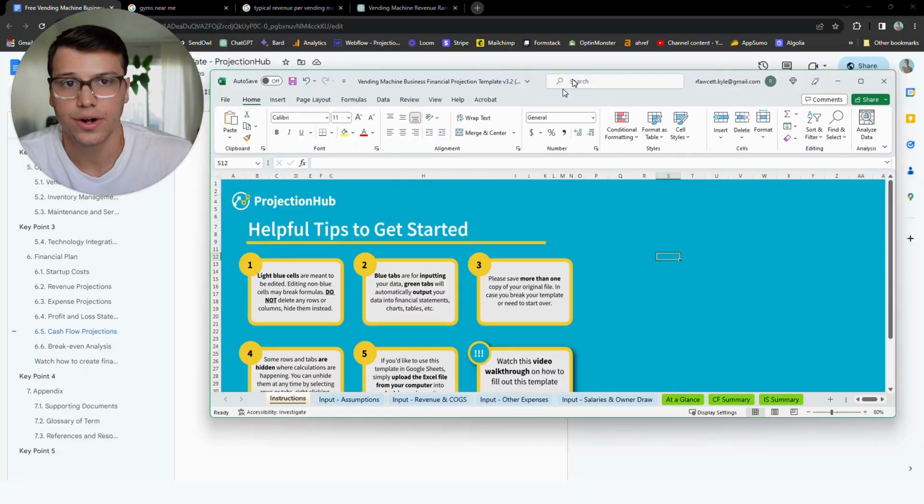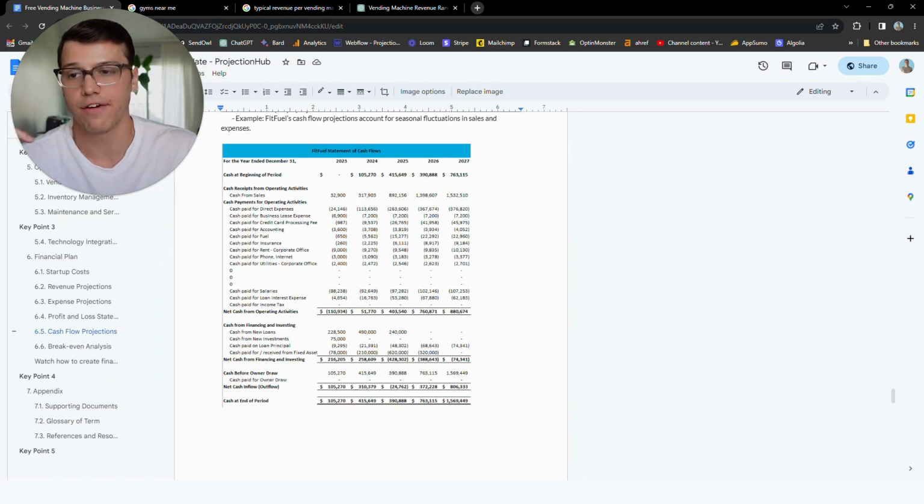Now, your lender may not necessarily require 5 years of projections. Some might only want 2 years or 3 years. So 5 years is just the conservative way to do it.